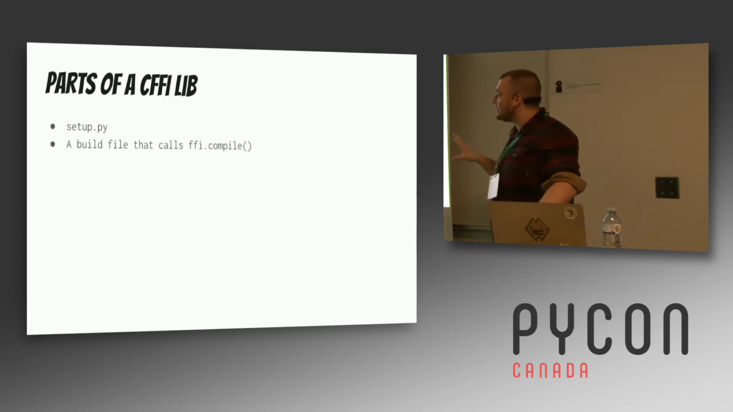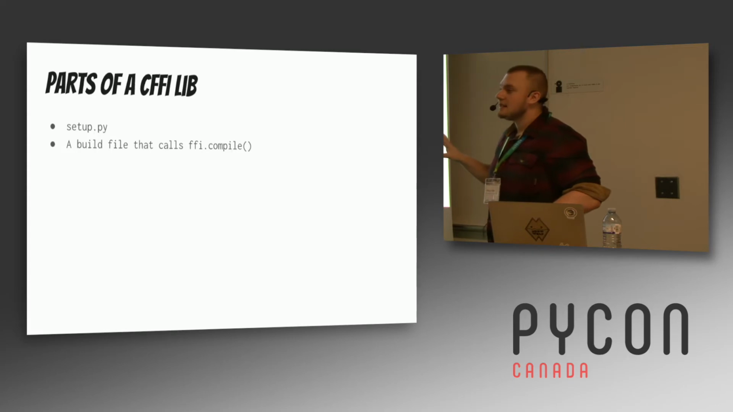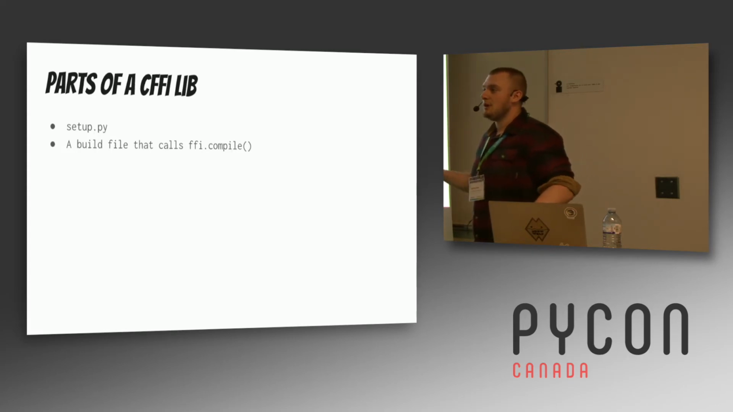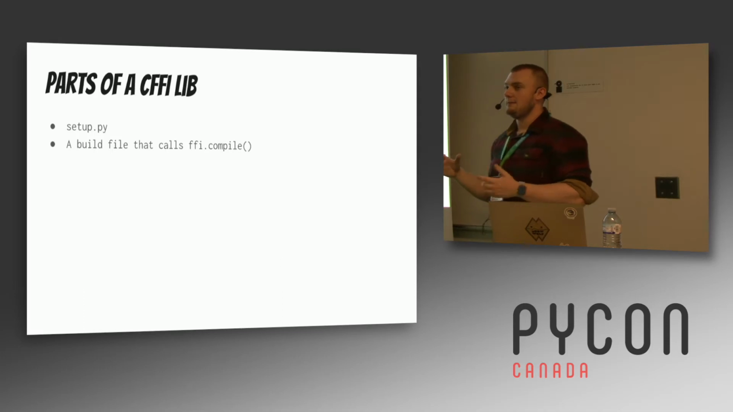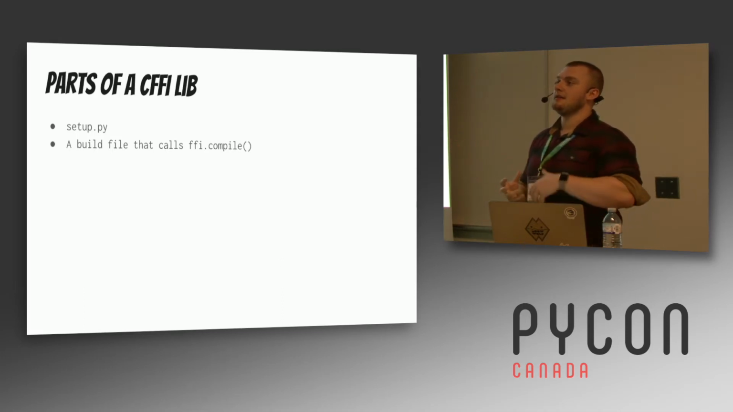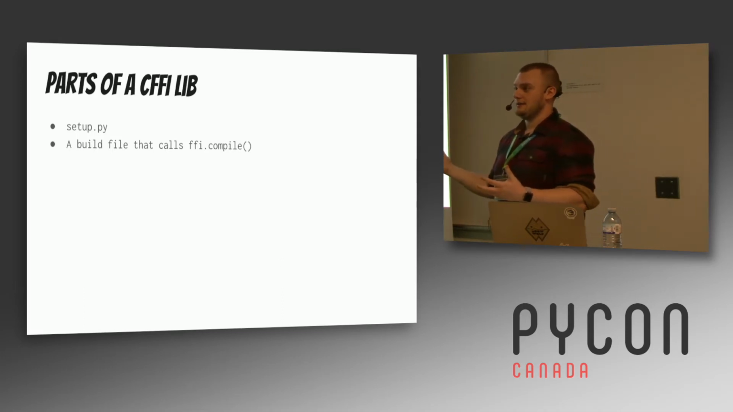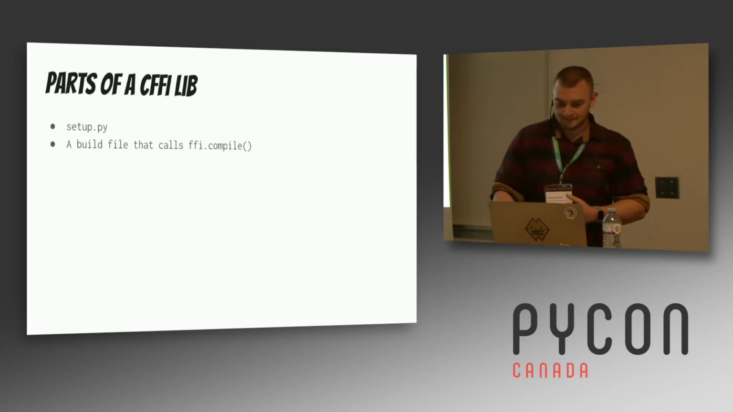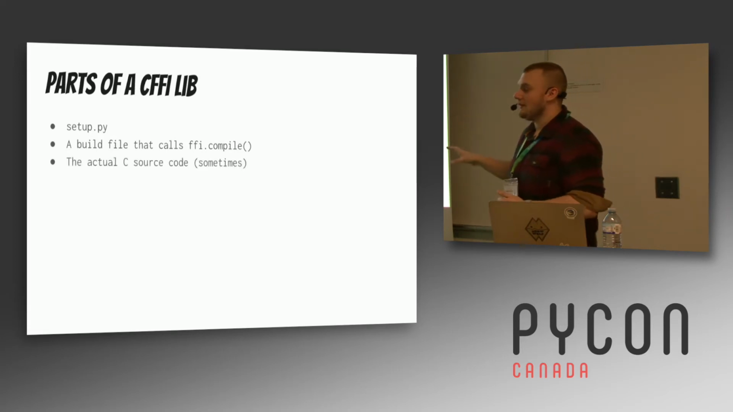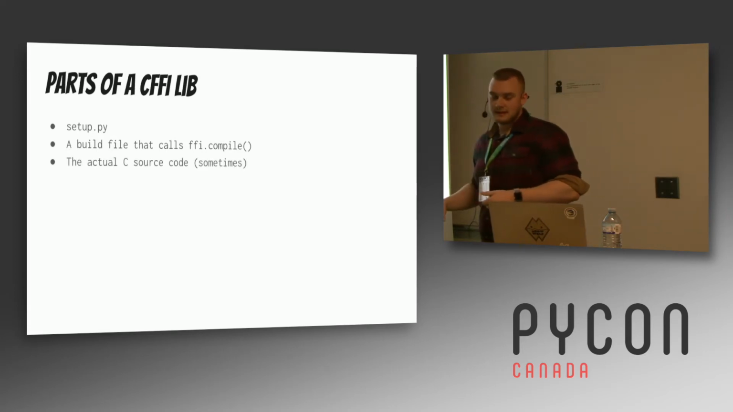So you need a build file. And basically, this is just going to be a small Python file that tells CFFI what C structs and functions and types to export to make available in Python, and tells it where to find the C code to actually compile. And it's going to sort of tie together your C source code and the CFFI bindings. You'll want the C source code itself, obviously.